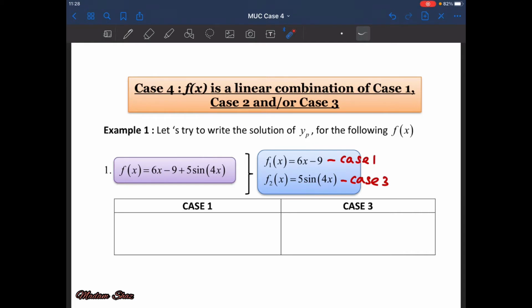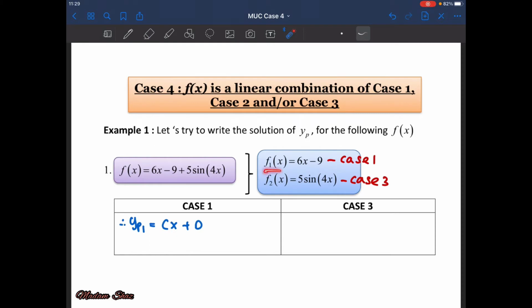So your f1(x) is from case 1, so you have to write your yp according to case 1. So f(x) is equal to 6x minus 9. Therefore our yp1 is equal to cx plus d. You have to refer to the highest power of x here. We have x to the power of 1, so that's why our yp1 is equal to cx plus d.